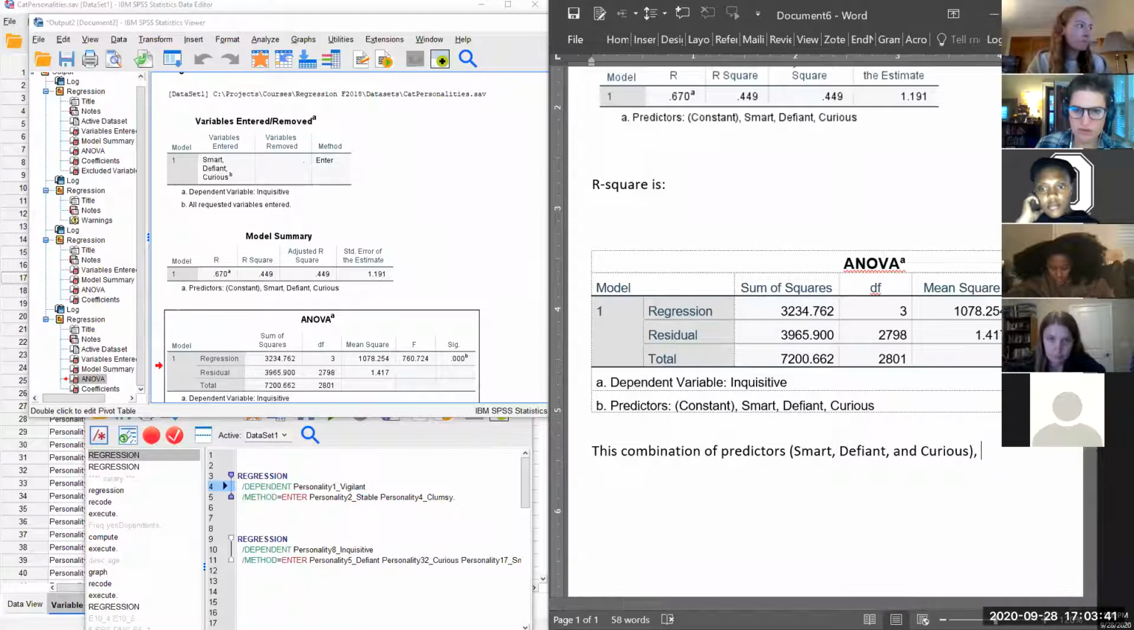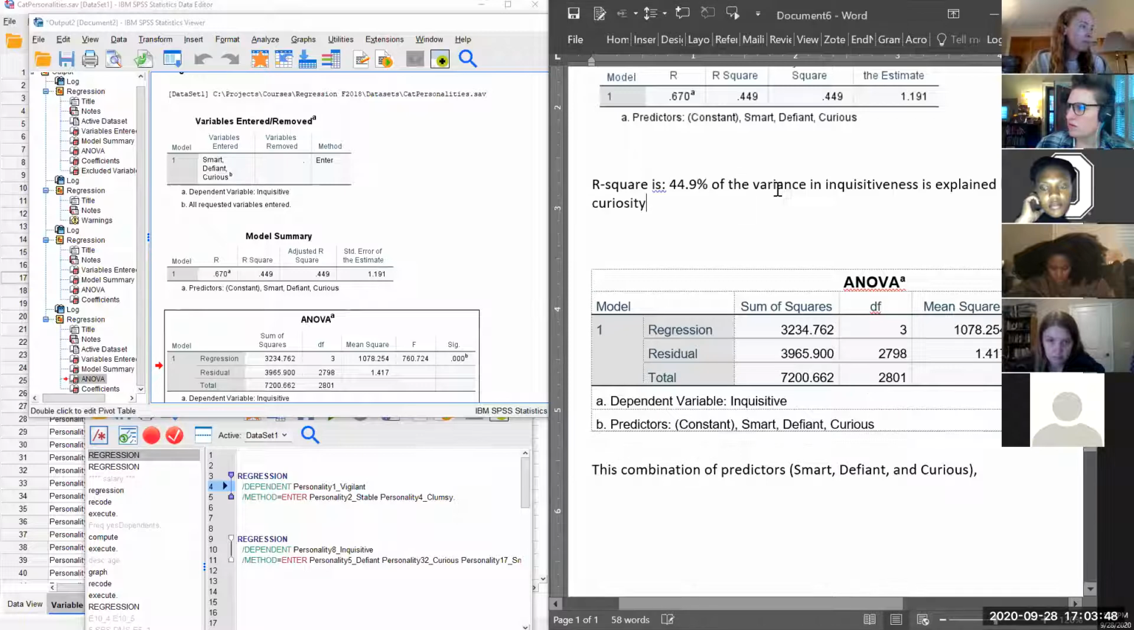Yep, we've got some good examples here. "45-ish% of the variance in a cat being inquisitive is explained by a cat's smartness, defiance, and curiosity." That's much better than curiousness. Is curiousness a word? I think it's a word. Oh well. It is now.